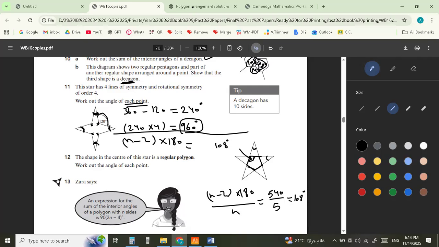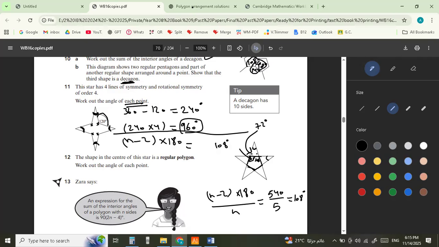How will this help me? It will help you a lot. If this is 108, what is this? This is also 108 degrees. Okay, let's do it. So this is 108. The other is supplementary to it, which means they add up to 180 degrees. This is 108, then the other is 72 degrees.